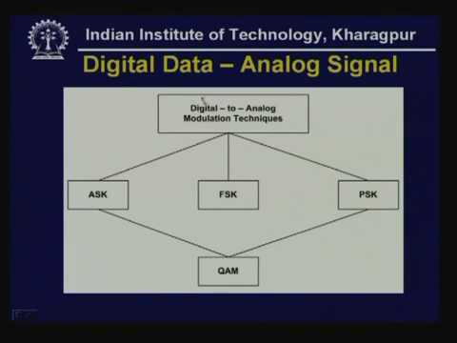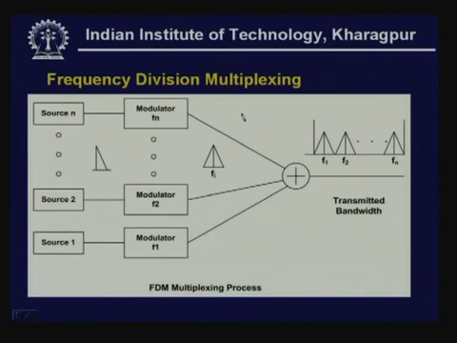Similarly, when the signal is digital, then we have to make use of amplitude shift keying, frequency shift keying or phase shift keying. And as we know, amplitude shift keying and phase shift keying can be combined to form quadrature amplitude modulation, QAM. So, these are used whenever the data is digital data and we would like to convert it into an analog signal, which has to be done whenever we want to do frequency division multiplexing. Let us see how it is being done.